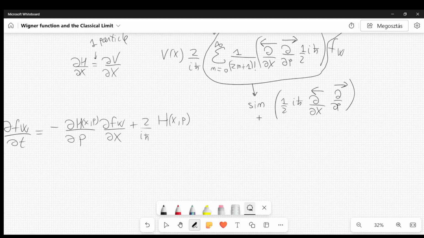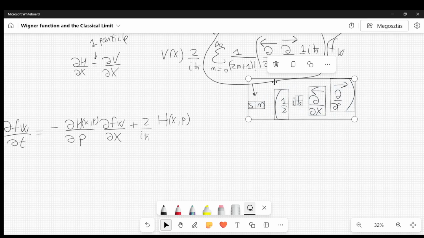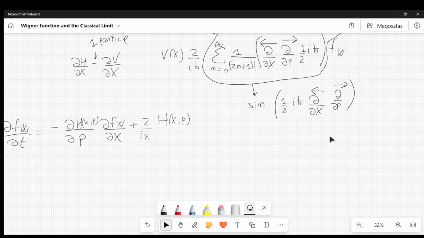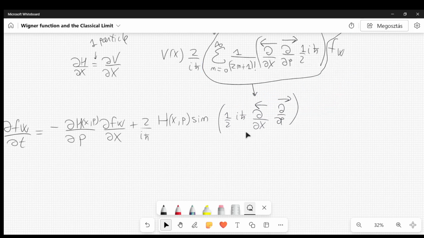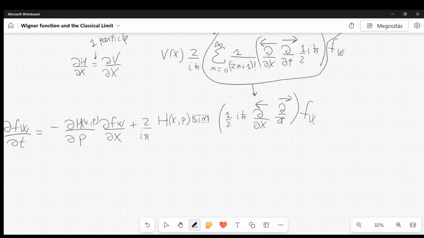Let me see if I can simply take this and drag it below. Maybe I can do it. Let's try again. I can do something like this. And then here on the right I have Fw like this.